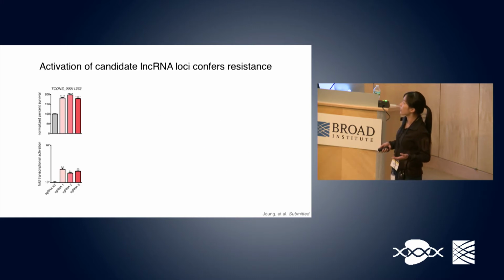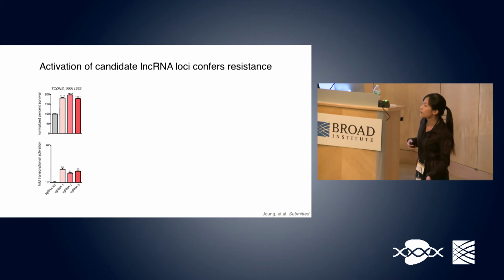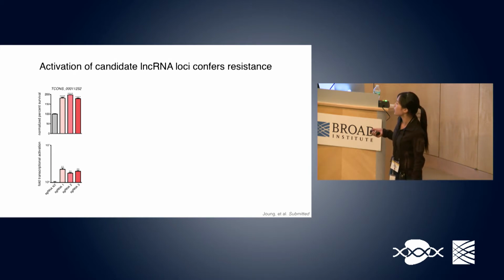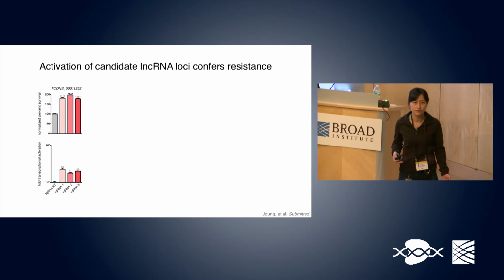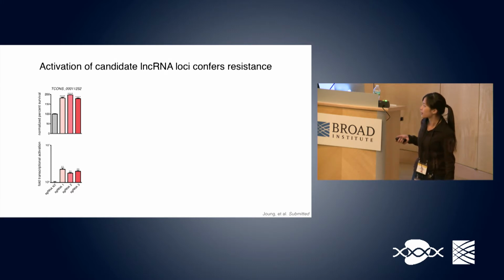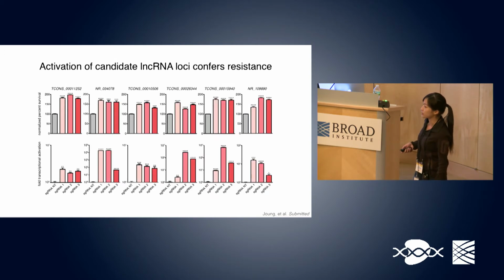And then to validate whether or not our screen worked, we individually expressed each sgRNA in the A375 cell line. In the top panel here, I'm showing one of our candidate lncRNAs, and we are showing the normalized percent survival in the presence of vemurafenib treatment. So each guide RNA confers significant resistance to vemurafenib by upregulating the candidate gene. And we also verified that the lncRNA was upregulated in the bottom panel shown here. And we performed this validation for 6 different lncRNAs.